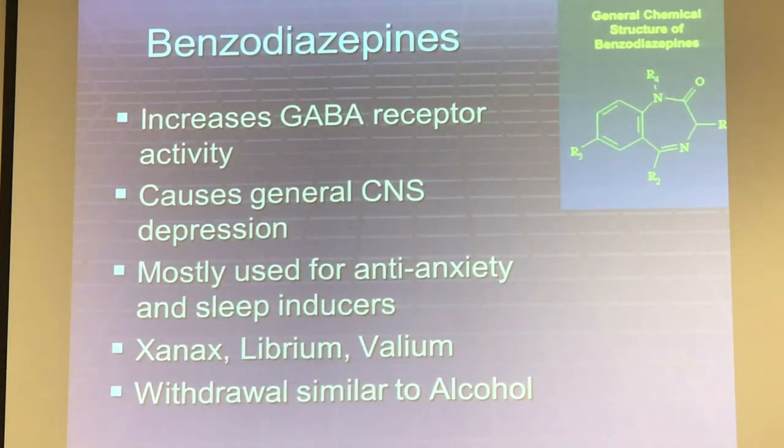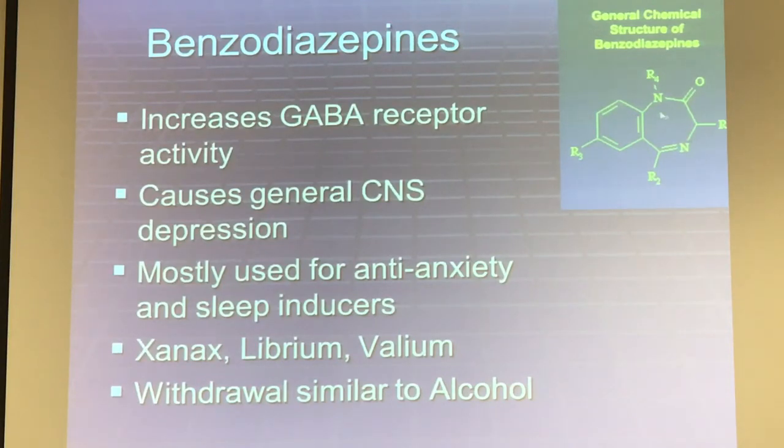Benzodiazepines, this one you, or your parents actually, may have experience with. This one increases the GABA receptor activity, so this causes general central nervous system depression. These are anti-anxiety and sleep-inducing medicines, essentially. So this is what's found. These are Xanax, Librium, Valium, all of these.